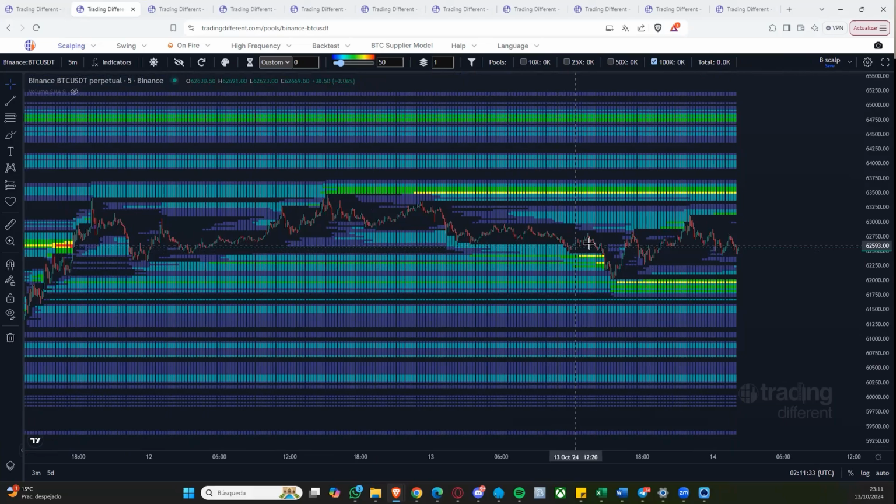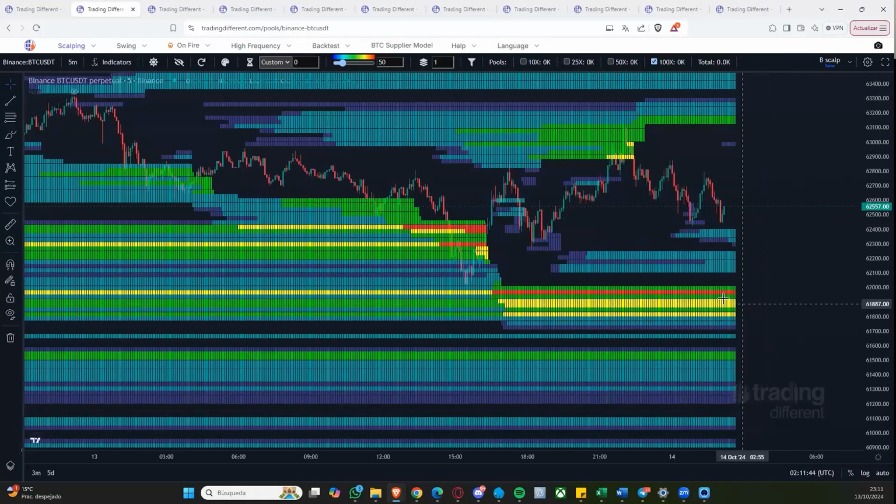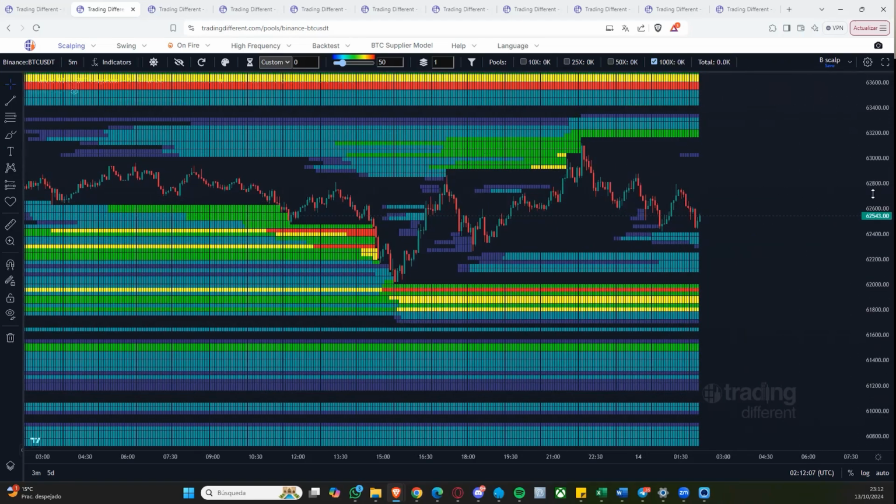If I move the cursor over this red liquidity line, we see the details of this area. The total amount of this liquidity is shown above. This line has 327,000 in 100x leveraged positions long. Remember, everything below the price is a long position. Anything above the price is a liquidation of short positions.